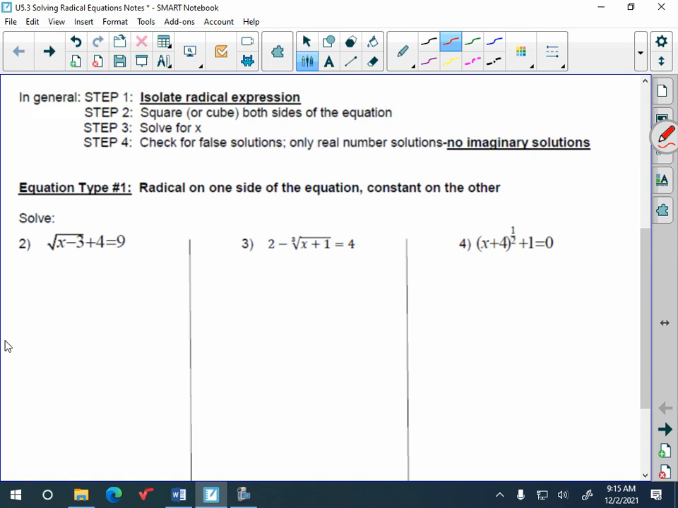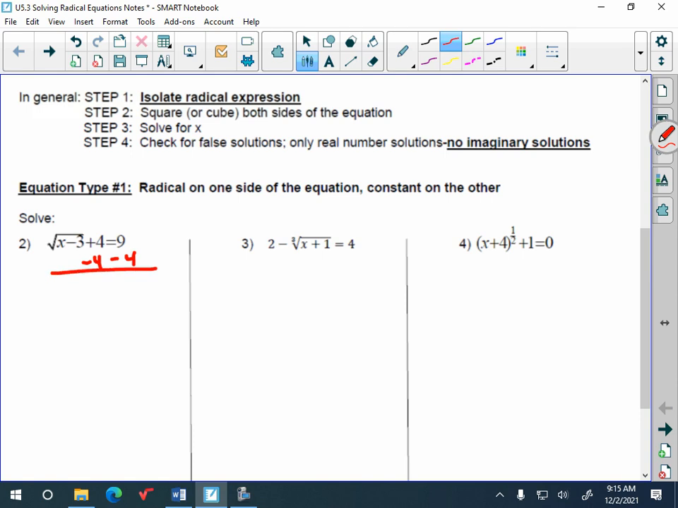There's 3 types of equations that you have to know how to solve. The first one says there's only one radical in the problem, and you don't have any variables on the outside. You just have constants, numbers on the outside. So your variable is only underneath the radical. In this first case, we have to isolate the radical, so that plus 4 on the outside has to get moved over to the other side, so we're going to subtract 4 first.